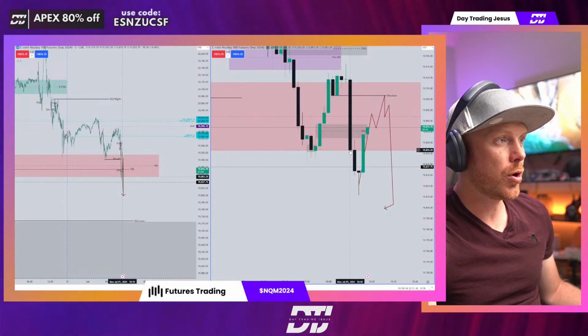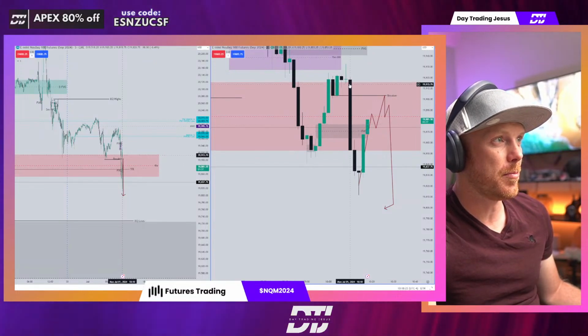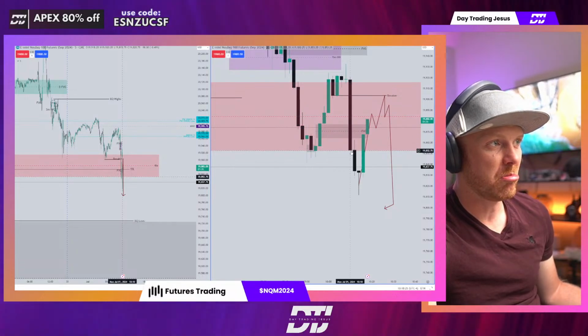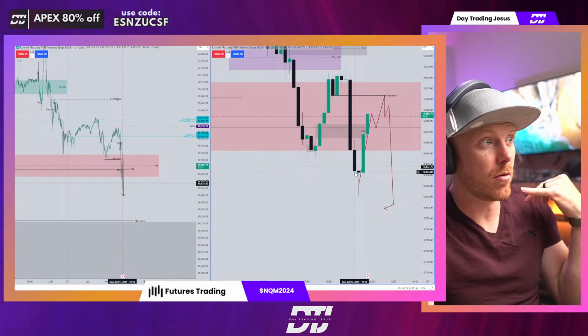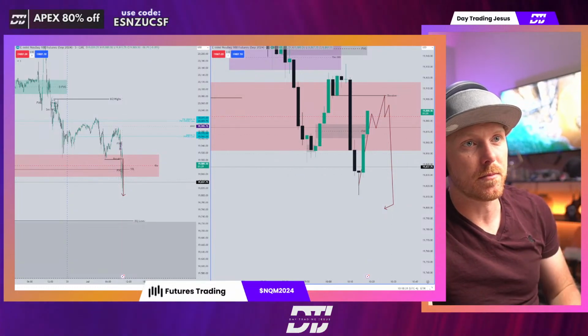So we went short on the close. Stop would have been above this fair value gap here. It would have been a large stop loss, but because of this large candle, I'm just like, we're going to hit these lows. It's obvious to me. We hit the low and then you get out, or you move your stop to break even.